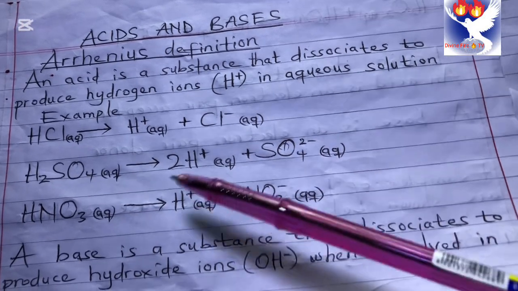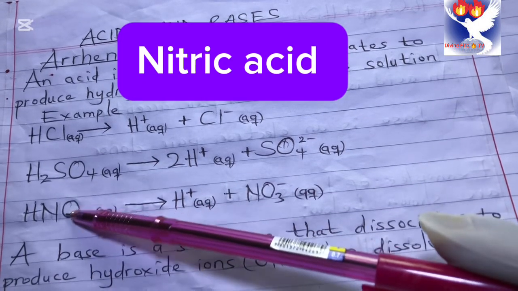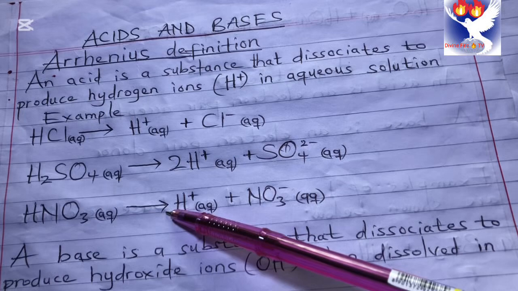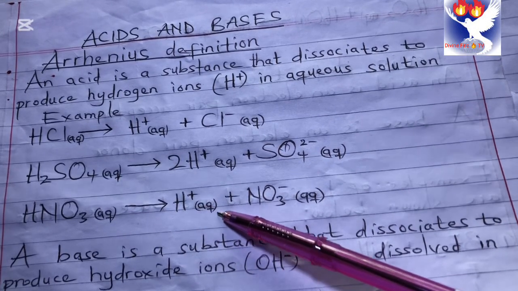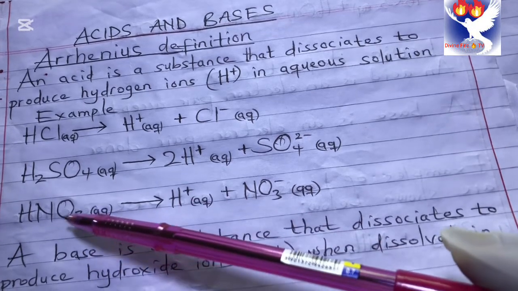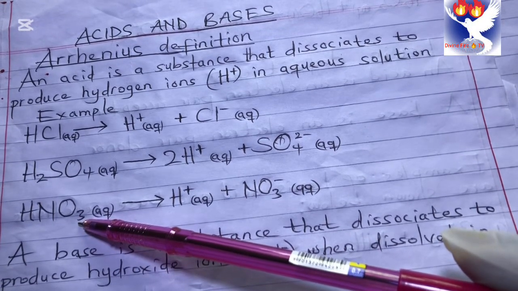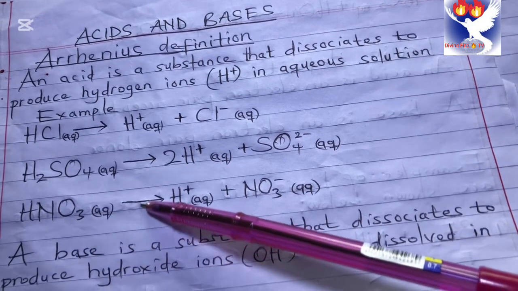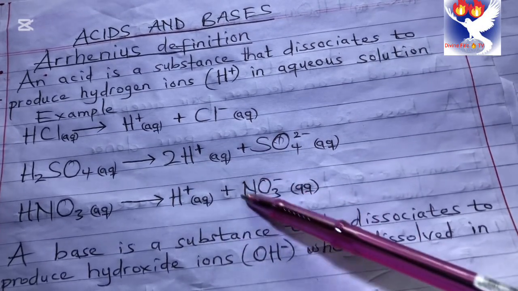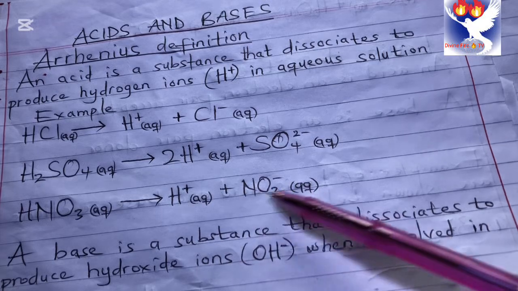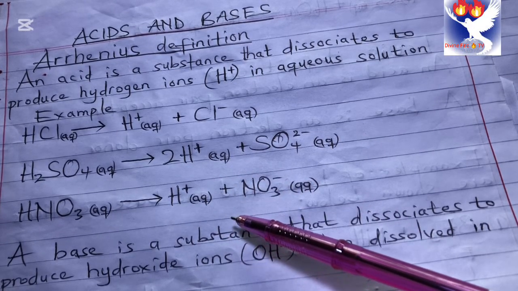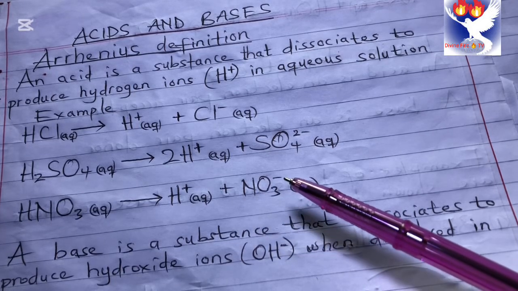The next acid is nitric acid. It produces hydrogen ion and nitrate ion. Nitric acid dissolves in water to produce hydrogen ion and nitrate ion in aqueous solution. That is Arrhenius' definition.